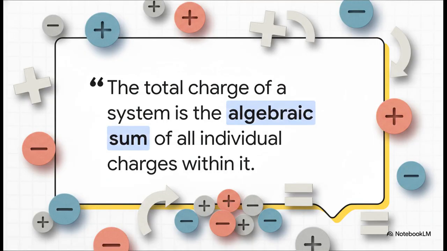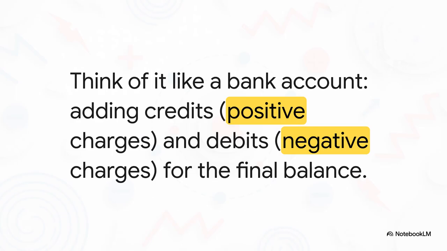So how do you figure out the total charge of a bigger object? This is where a property called additivity comes in, and it's super straightforward. Since charge is what we call a scalar quantity, it just has a value, not a direction, we can literally just add them all up. The best way to think about it is like a bank account. Positive charges are credits, money coming in. Negative charges are debits, money going out. To find out your total balance, you just add them all together.